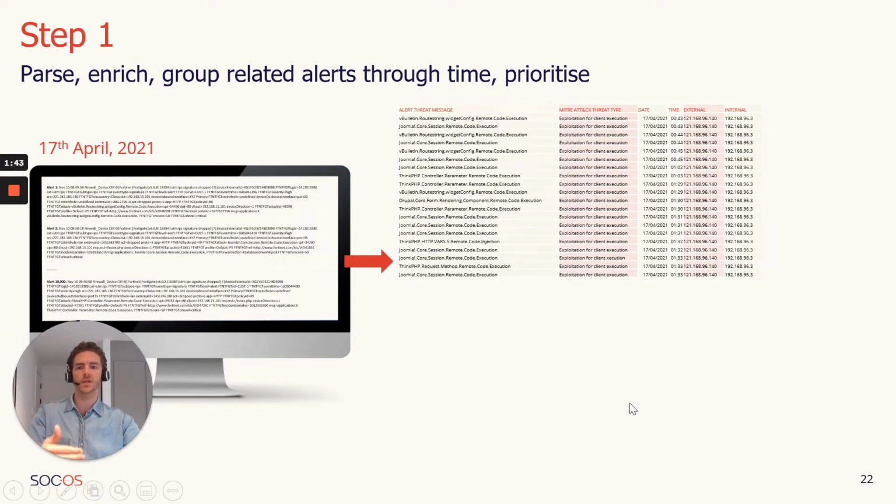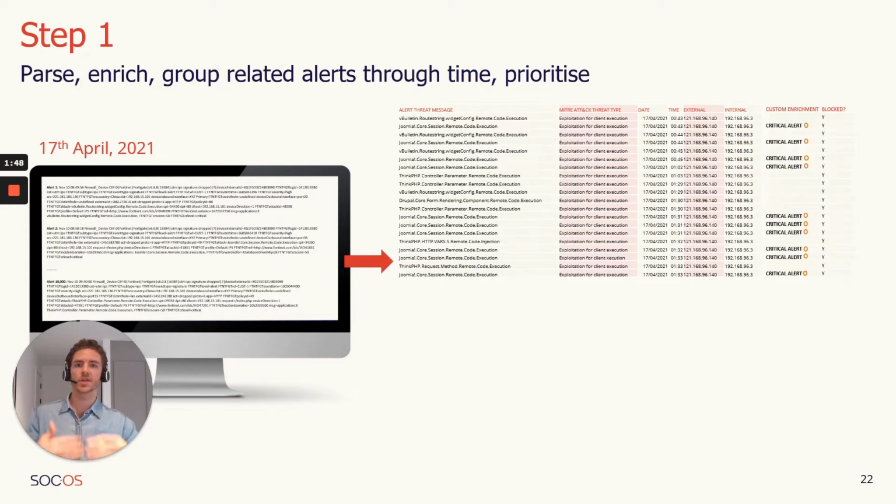But then SOC.OS goes one step further and adds further enrichment. So what you can see here is the customer has said, these are critical alerts. These are alerts that I care about and I want to monitor. So SOC.OS adds that enrichment. And that is important because it influences the score. It will boost this cluster higher. But also, SOC.OS reads the metadata and it says, we know that these alerts are telling us that the firewall has done its job and blocked this traffic, right? So the firewall is saying, I've blocked it. And that therefore reduces the score of this cluster.